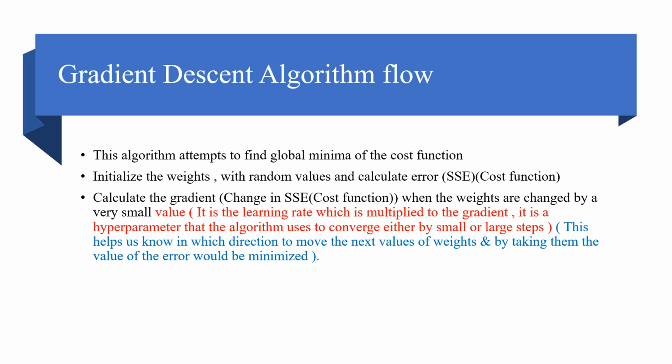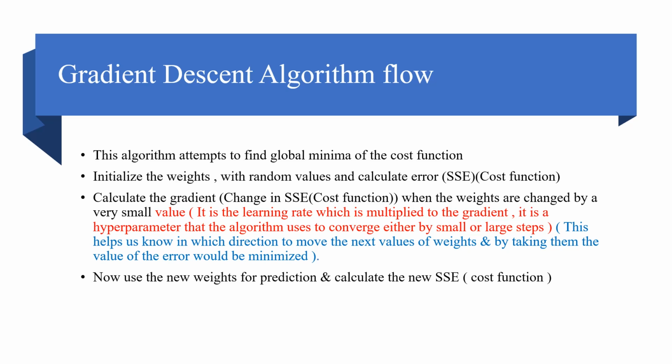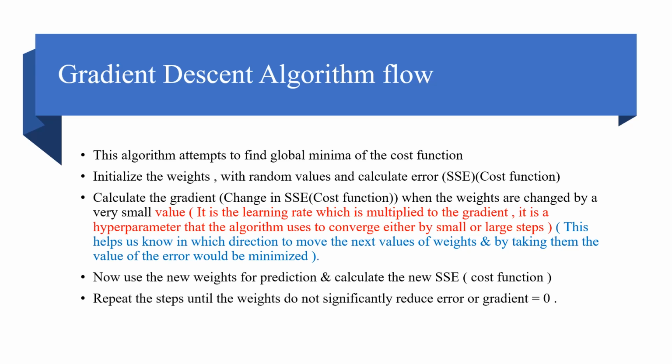By taking which values and in which direction your error would be minimized, that's what the gradient tells you. Then you use the new weights for prediction and calculate the new SSE, adjusting and increasing the value according to the direction where the cost function would be more minimized. And you repeat the above steps until the error significantly reduces, or your gradient is zero.